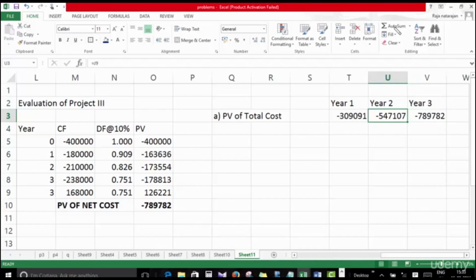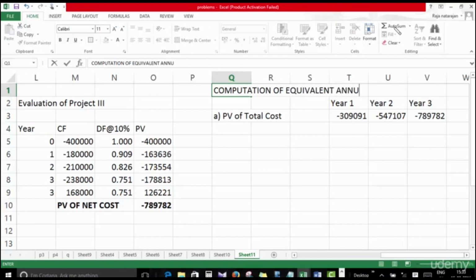So you cannot conclude by saying that project 1, where the disposal happens at the end of year 1, should be selected because it involves lower outflow. You cannot say that because project 1 and 2 per se are not comparable, and project 2 and 3 are per se not comparable, and so is the case for 1 and 3. Why? Because the lives of these projects are different. So you cannot take a decision here just by looking at the present value of total cost. What you have to find is the equivalent annual cost. So we'll call this the computation of equivalent annual cost.